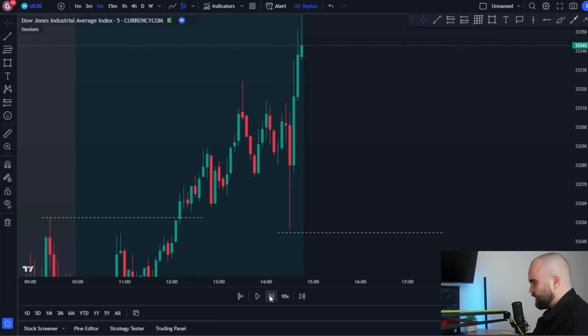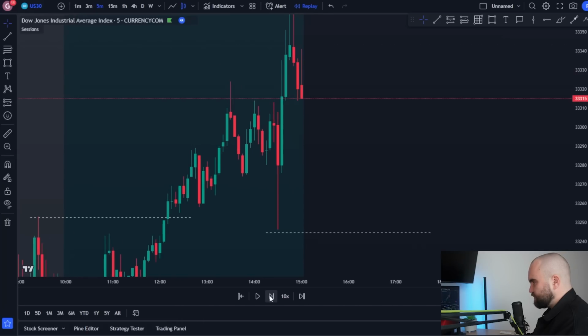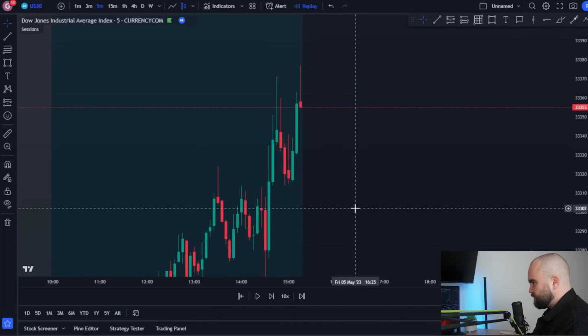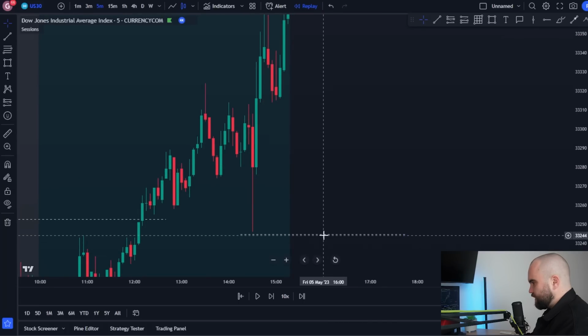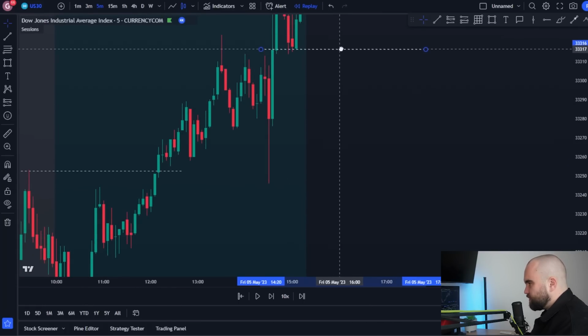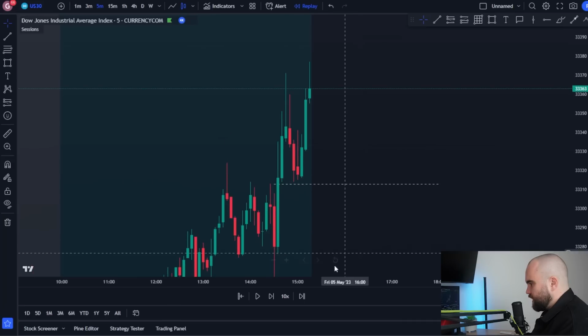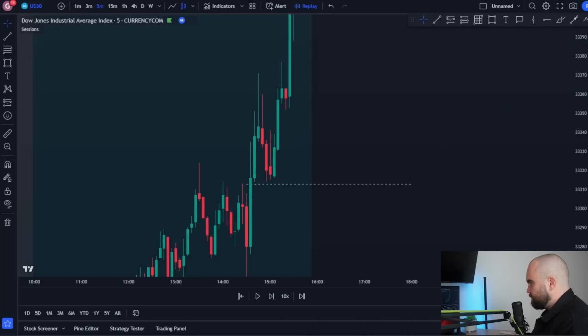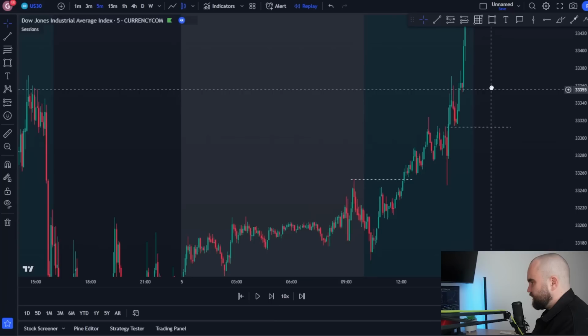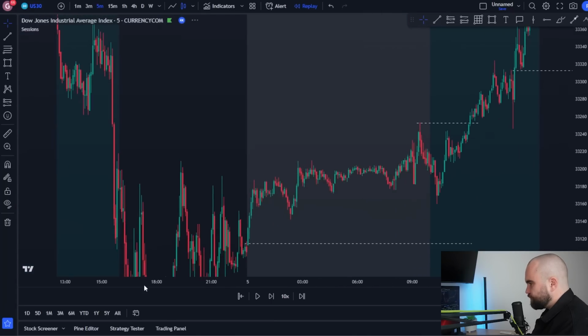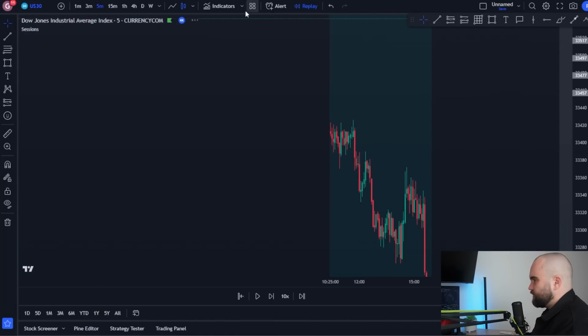Obviously this must have been some kind of news event. Okay, so we're still carrying on. Most likely there's going to be no entry here, and we're now going into New York session. But yeah, the price goes completely the opposite way. So let's go to the previous day.